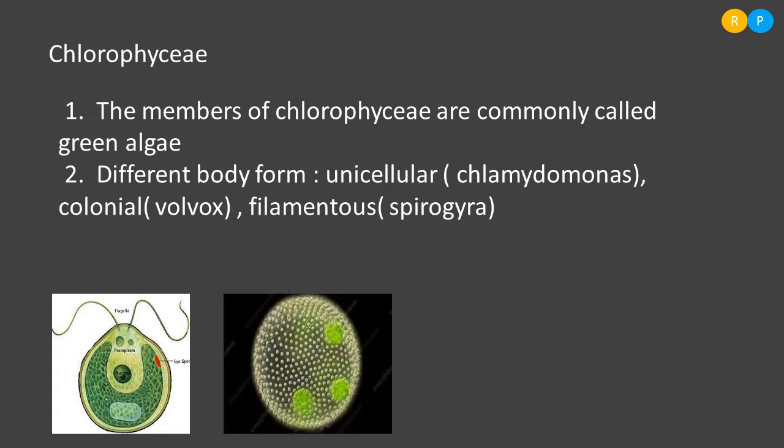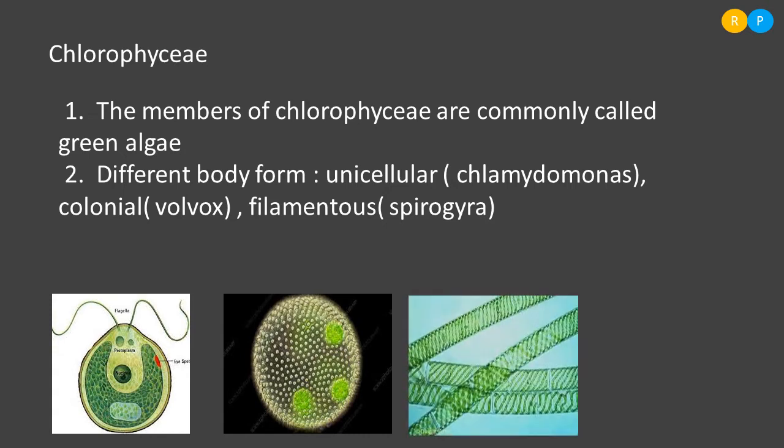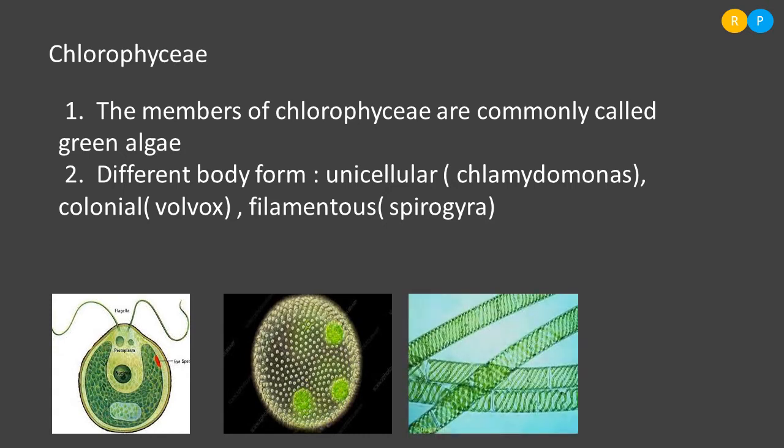Then this one is Volvox. As I said, Volvox is the example of a colonial alga. So this is again a green alga. Then this one is Spirogyra. Spirogyra is the best example of filamentous algae because of its characteristic shape. You can see here the thread-like structure of the Spirogyra. So these are the different body forms we can see in the members of Chlorophyceae.